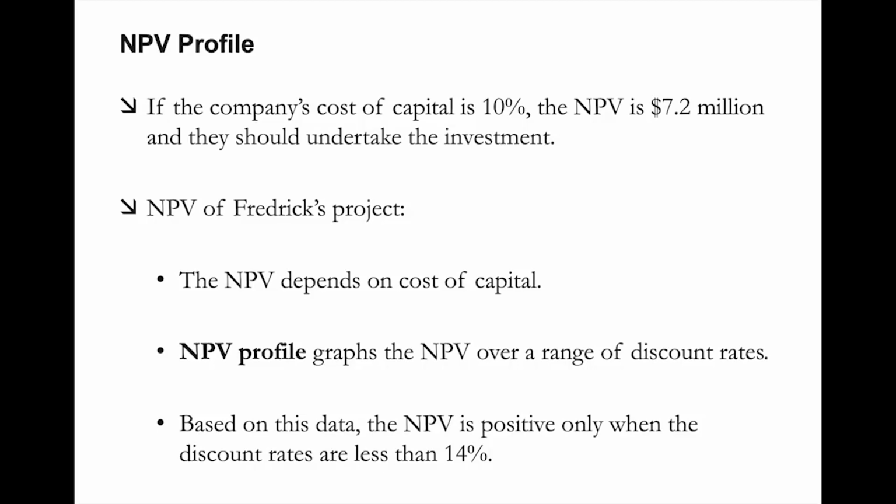So now suppose the discount rate we use to discount the future cash flows is 10%. If we plug 10% into our formula on the previous slide, the NPV we get for this project is $7.2 million. Now, because this is a positive value, we should accept the project, as this will increase the value of the firm. Why 10%?